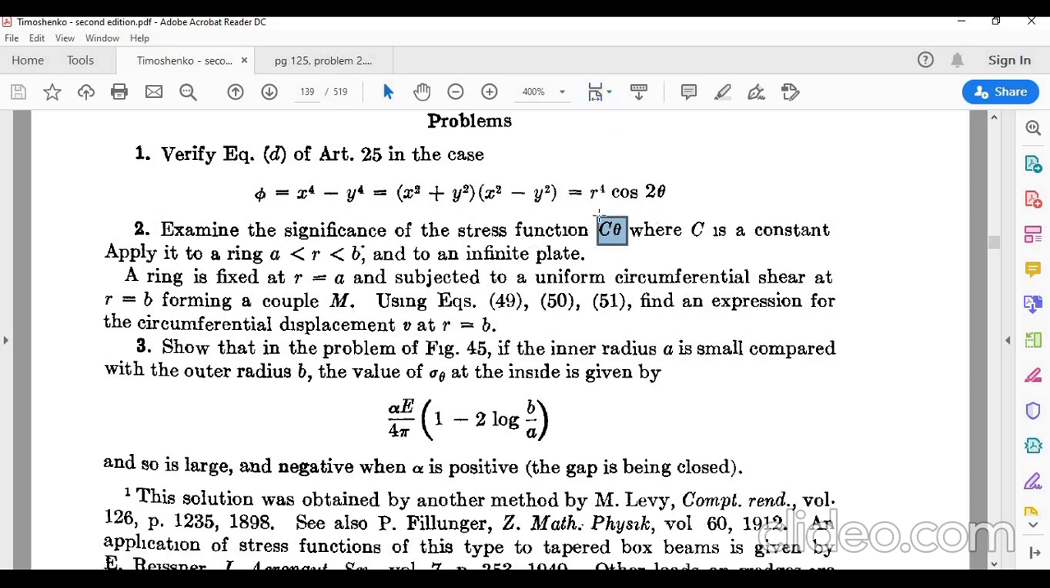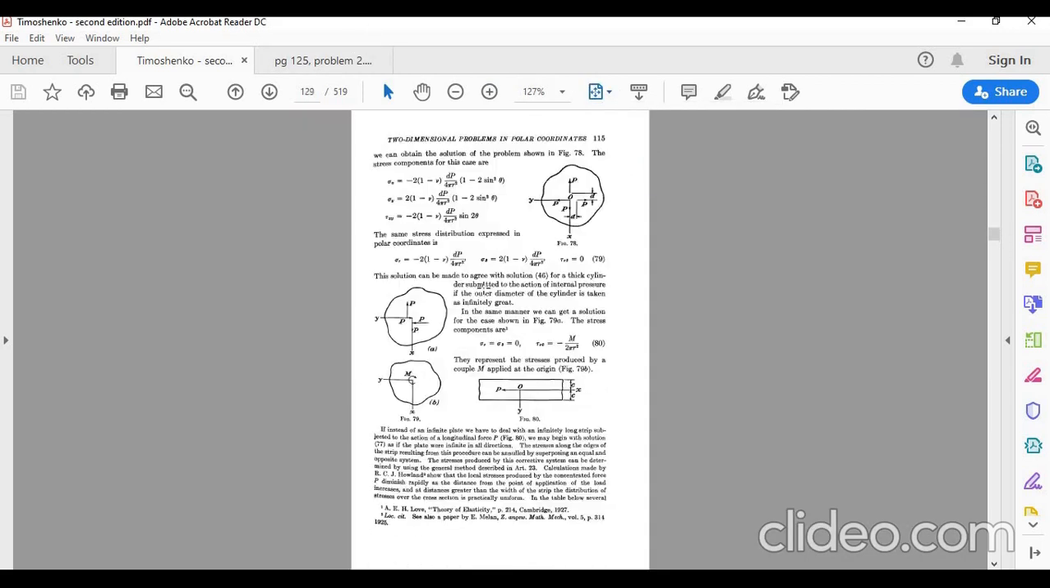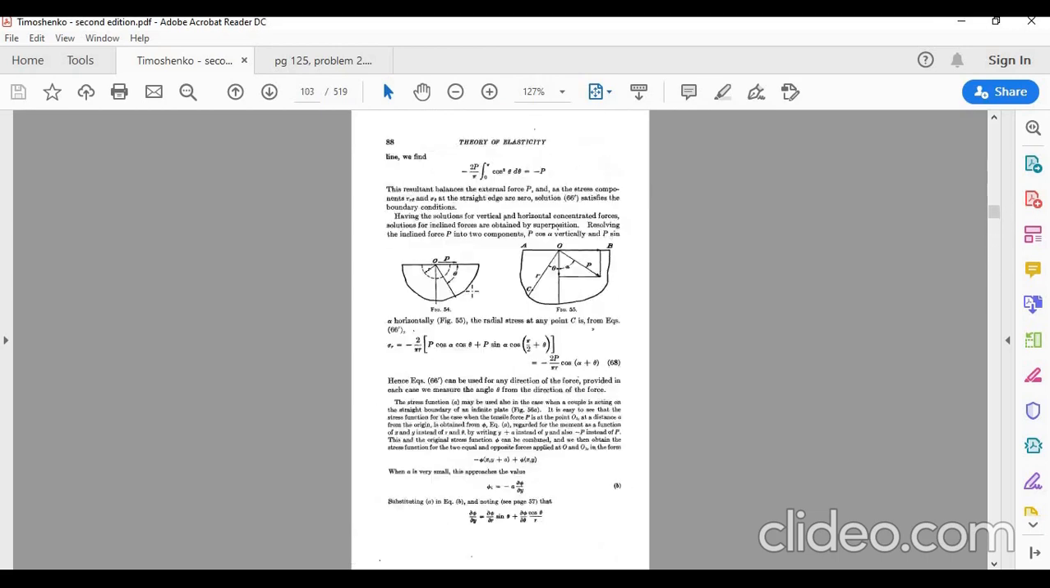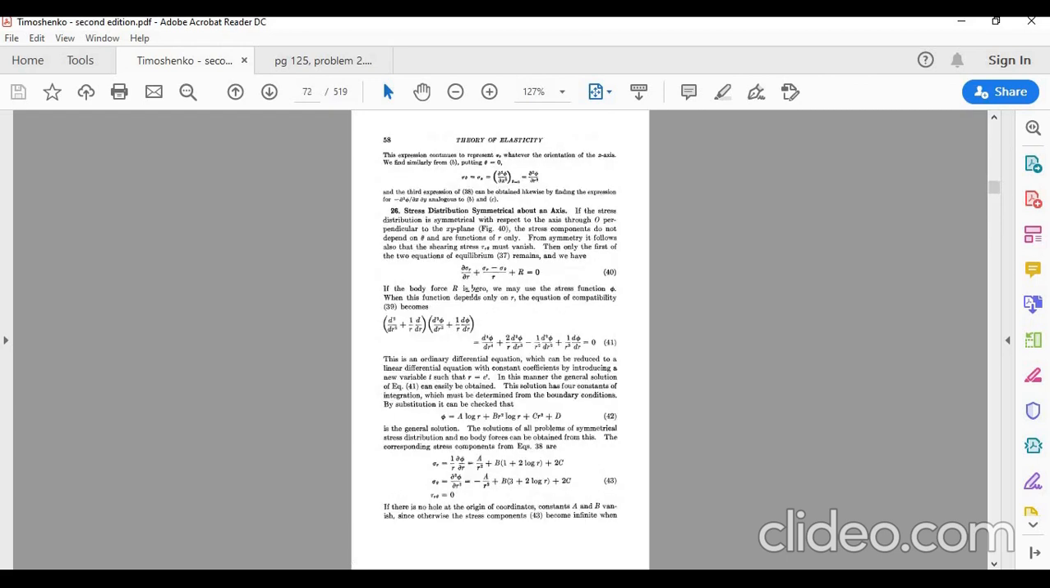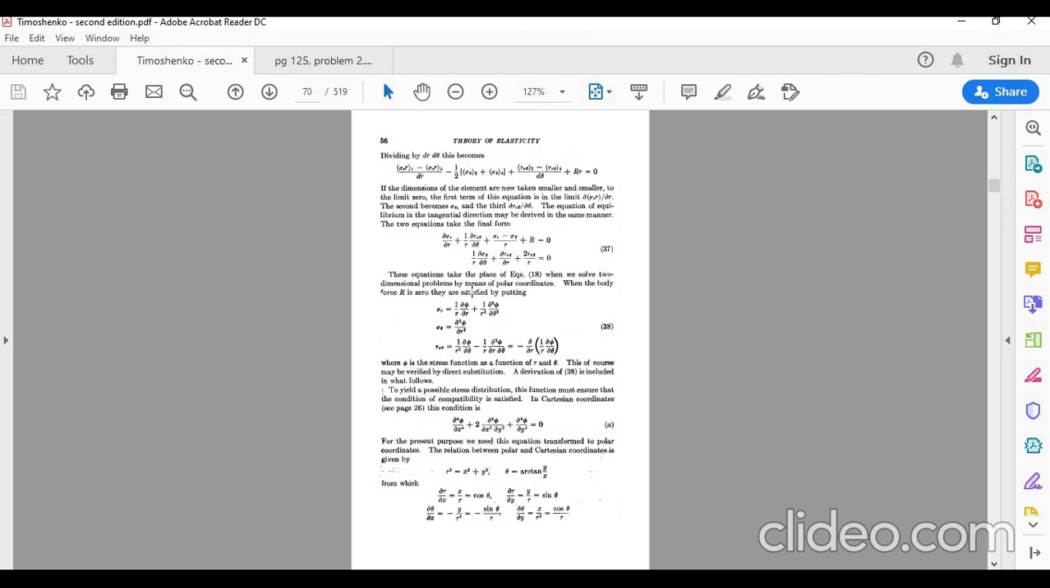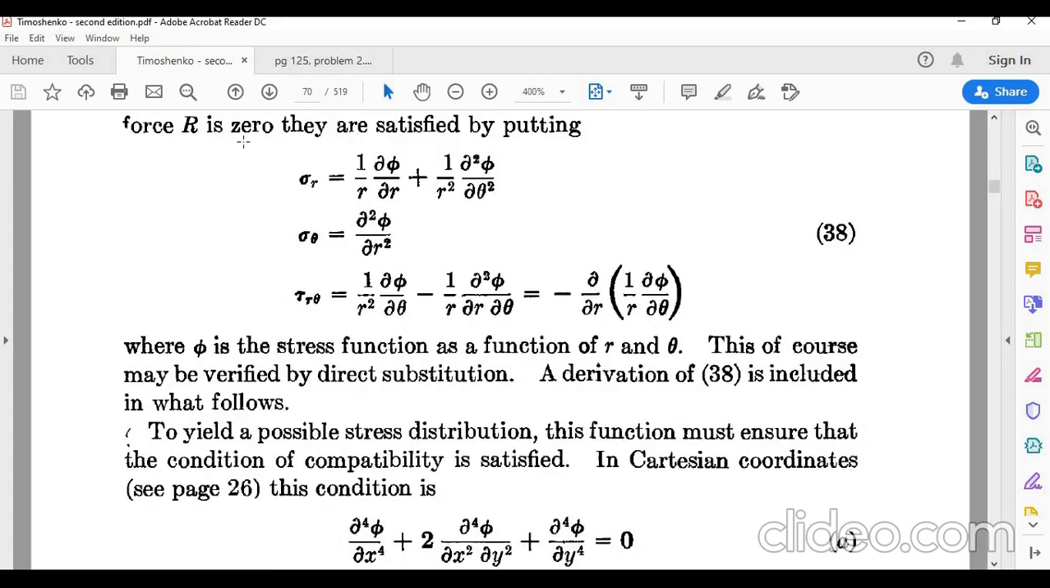So obviously it's given as a stress function. If something is a stress function, we know the expressions for sigma r, sigma theta and tau r theta that have been already arrived at. So let us go to that. Going back, I think it's page number 71, yes, page 56 in the second edition. So these are the expressions.